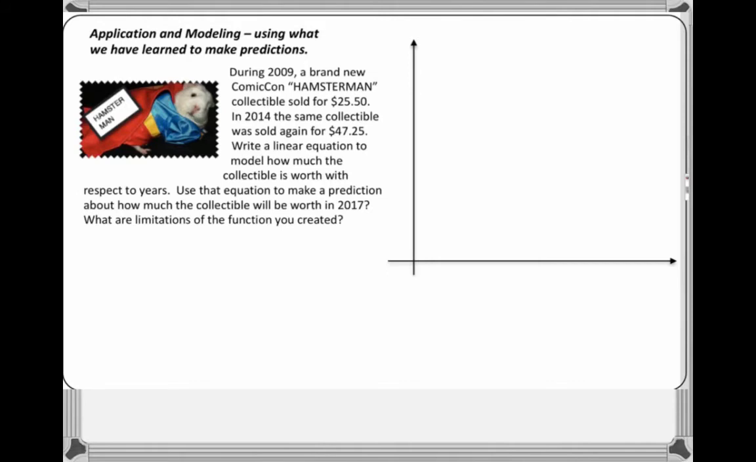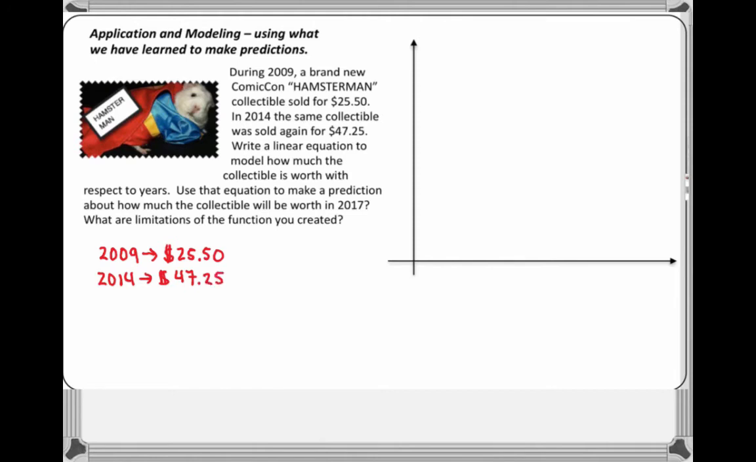Okay, so it says during 2009, a brand new Comic-Con Hamster Man collectible sold for $25.50. So in 2009, it was $25.50. Okay, in 2014, the same collectible was sold for $47.25. So let's go ahead and get that off to the side here.